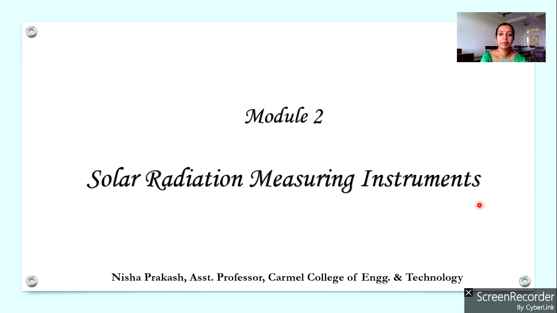In this lecture, we will be discussing the various solar radiation measuring instruments. We know that all the solar power generation systems depend on the availability of solar radiation. Solar thermal electric systems and solar photovoltaic systems' performance depends on the availability of solar radiation. So the amount of solar radiation affects the performance, efficiency, maintenance, etc. of such systems. So it is very important to measure the solar radiation.